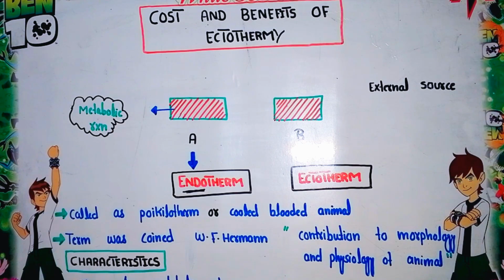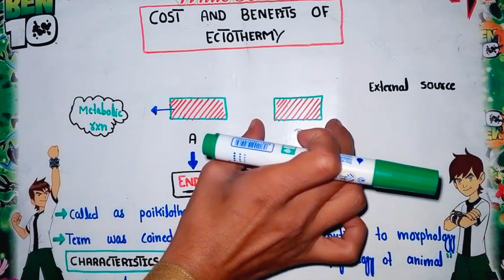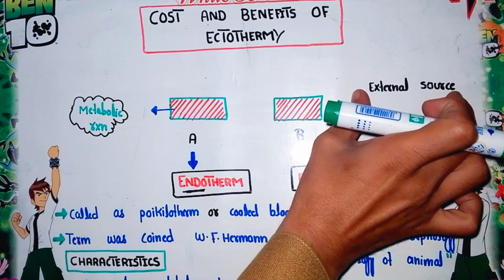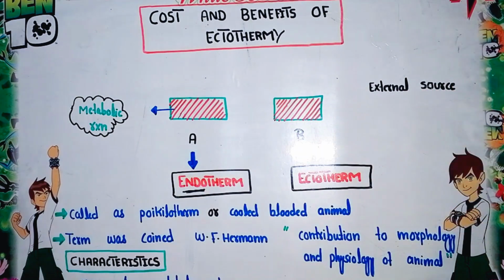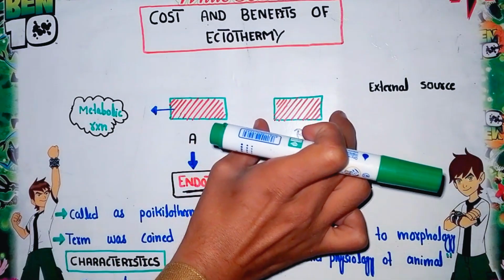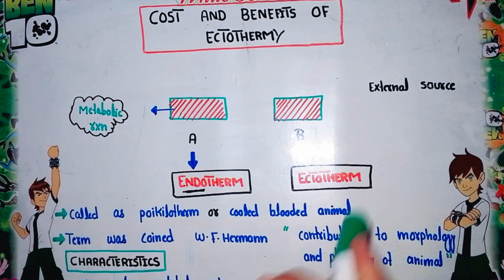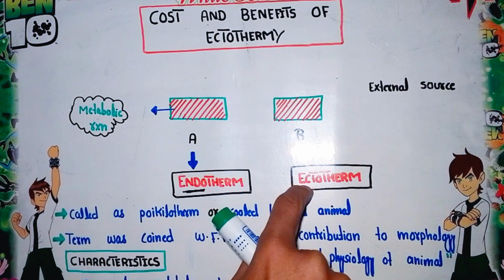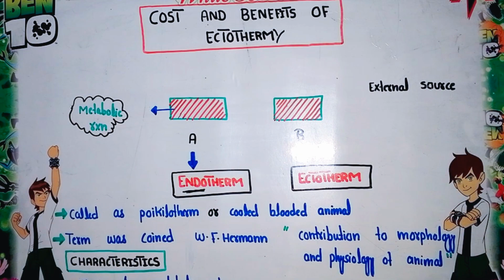On the other hand, the second source of heat is an external source, it may be the sun or it may be warm rocks. These organisms gain heat from external sources such as the sun or warm rock. So that's why these animals are called ectotherms, because they gain their heat from an external source. That is why they are called ectothermic animals.